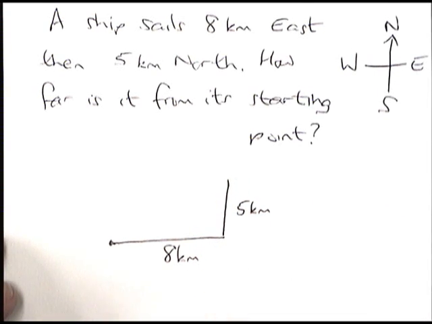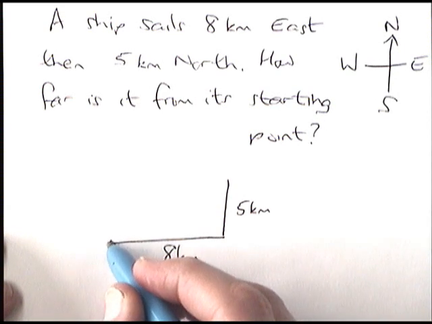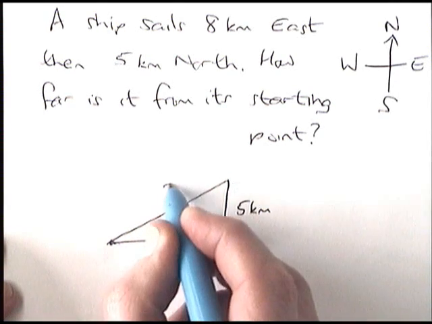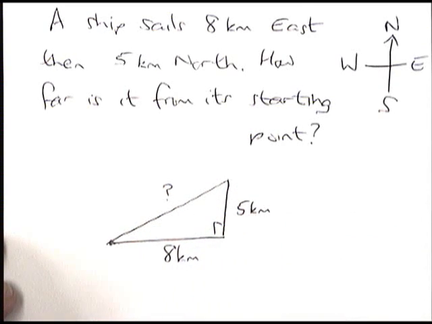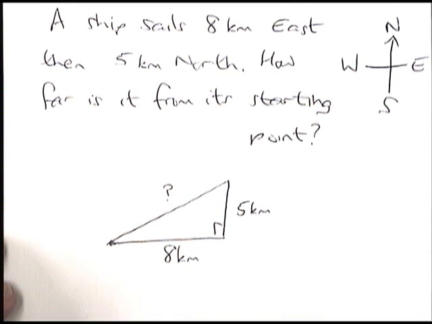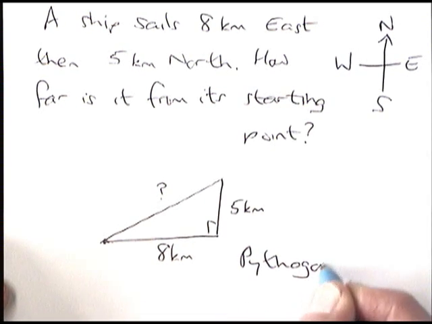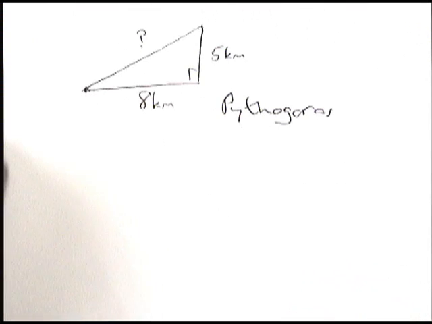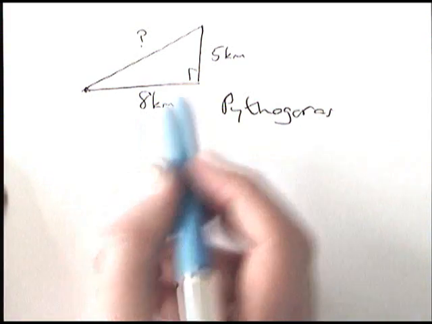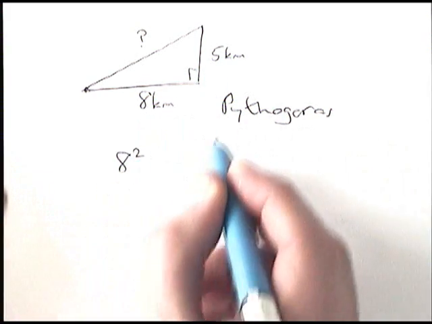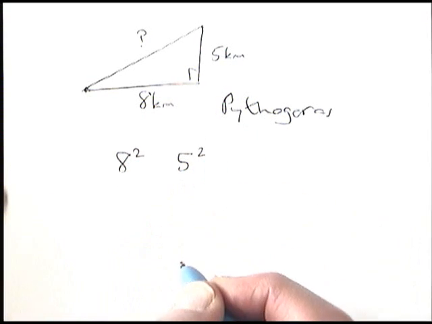And the question is asking, how far is it from its starting point? So the question is asking for this distance here. There are no other angles involved apart from the right angle, so this question is going to use Pythagoras' theorem. With Pythagoras' theorem, each number here you need to square, and it's always best to start with the biggest number. So 8 is bigger than 5, so we do 8 squared, and we will do 5 squared.